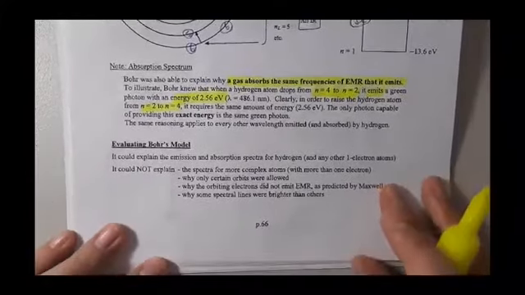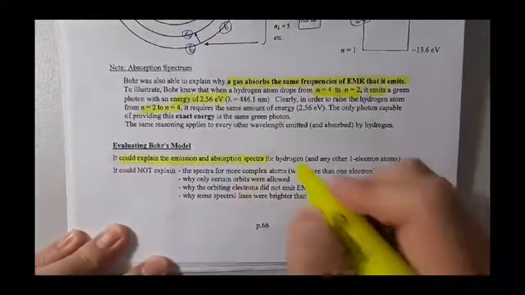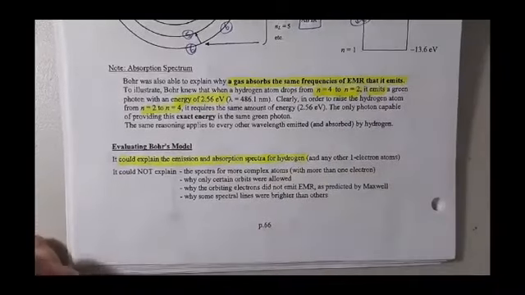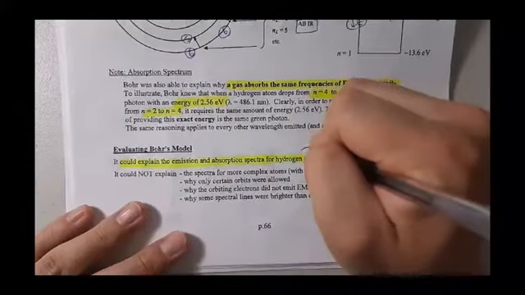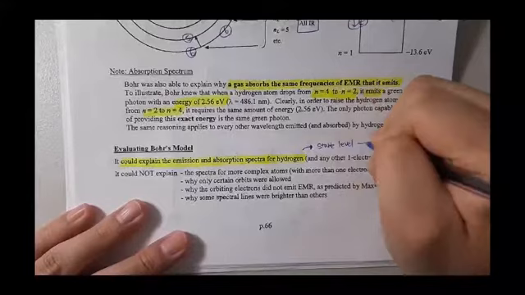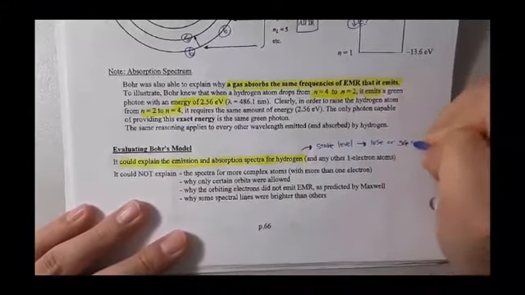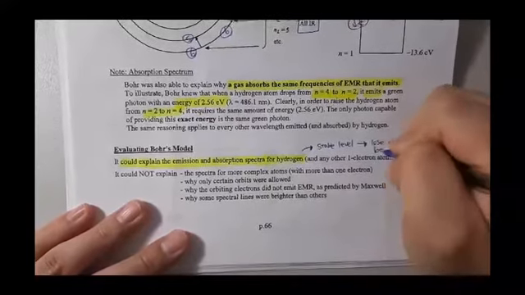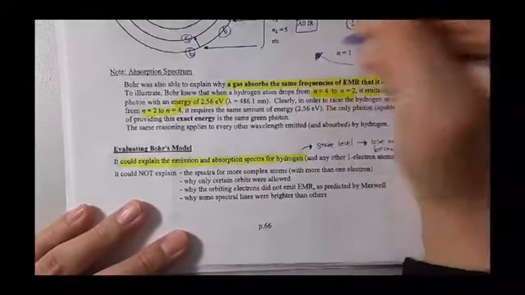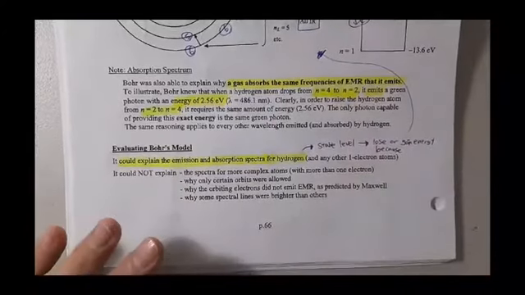So from Bohr's model, it could explain the emission and absorption of spectra for hydrogen. And it does explain at one point that maybe at the stable level we do not lose or gain energy, because the only time that you can is what we just looked at, absorb energy or emit energy. But there are still quite a few flaws in here.